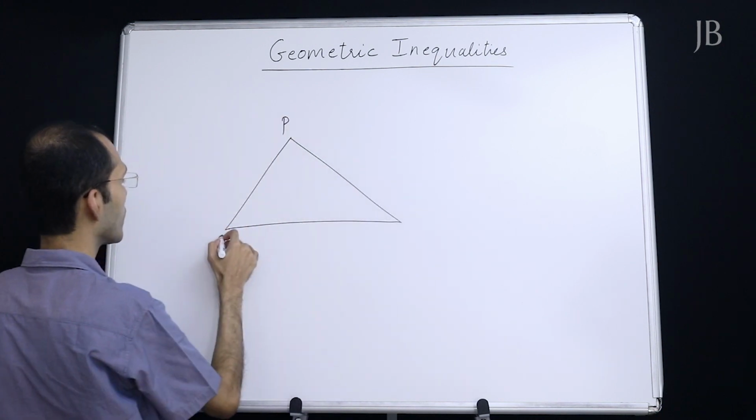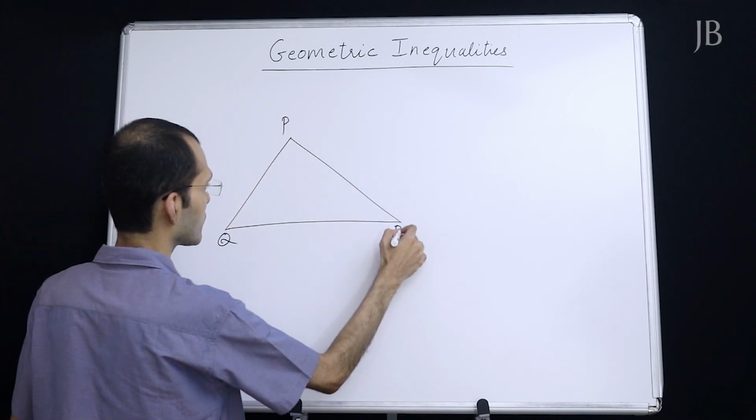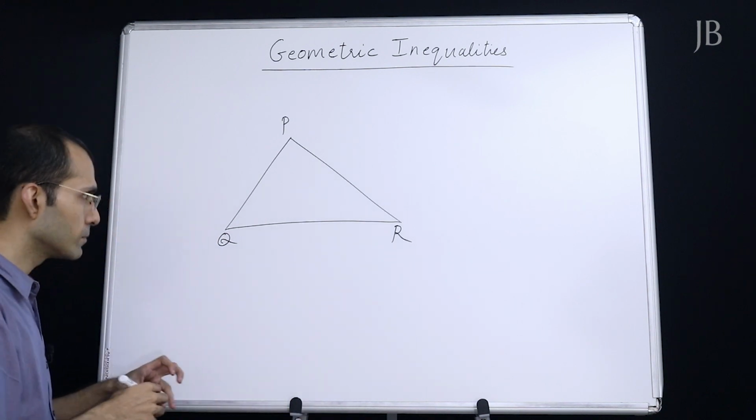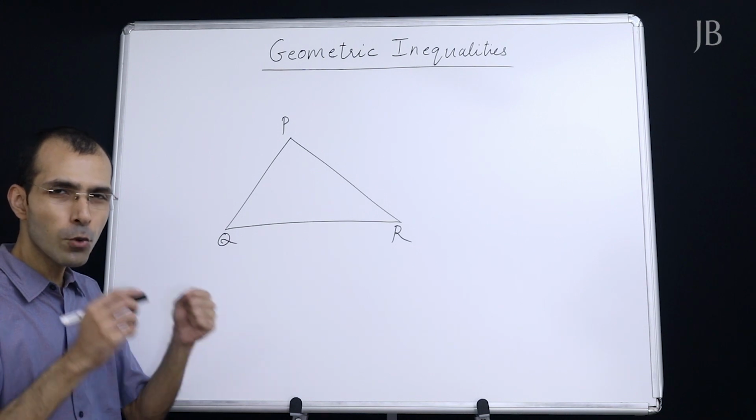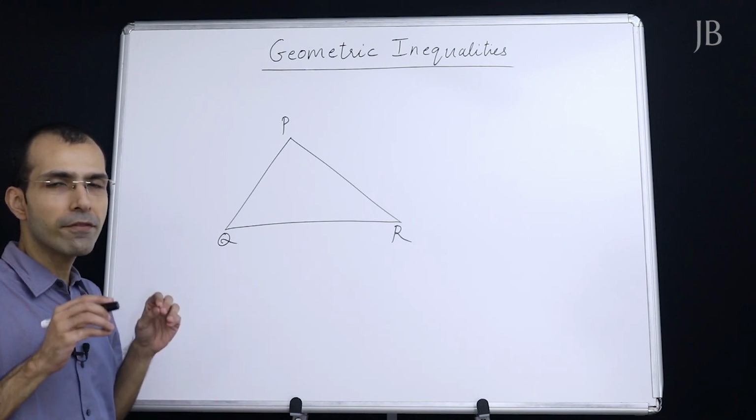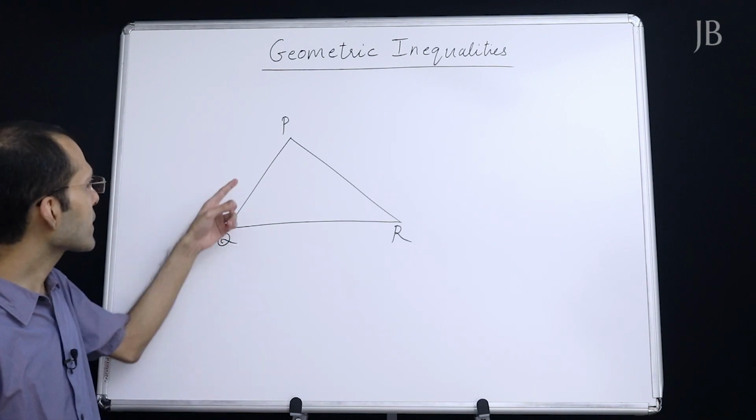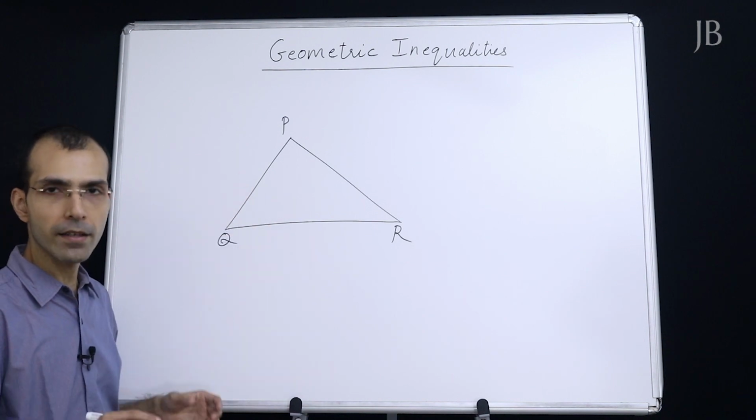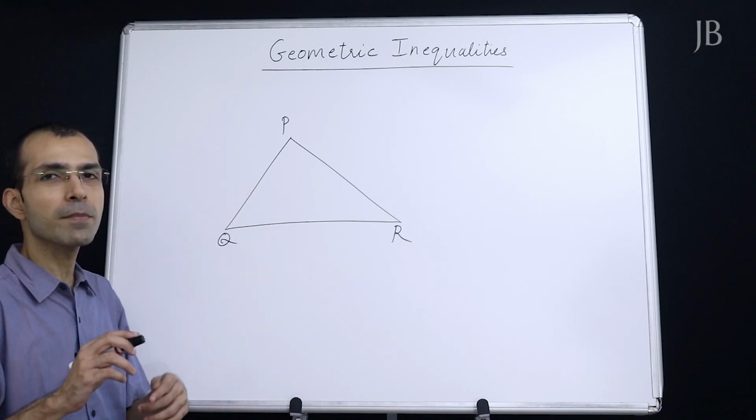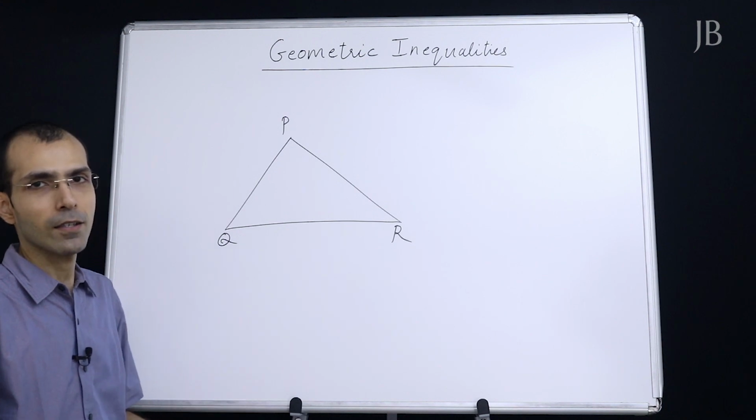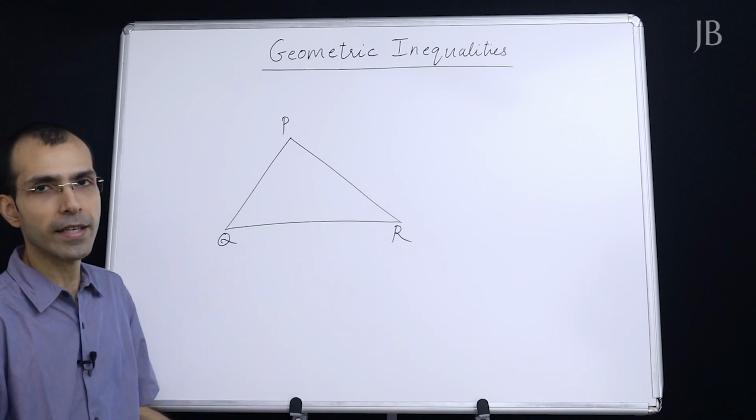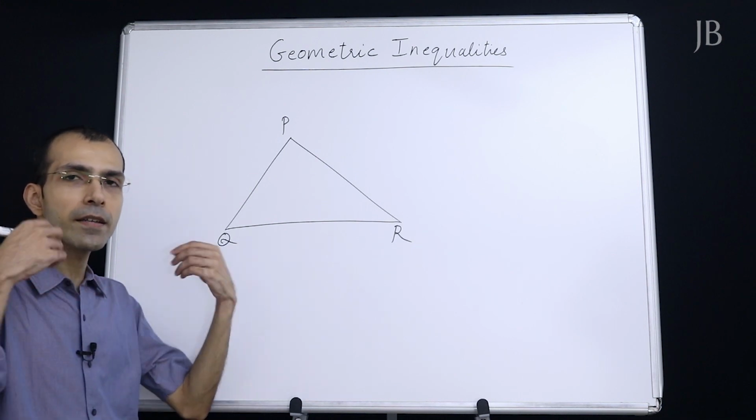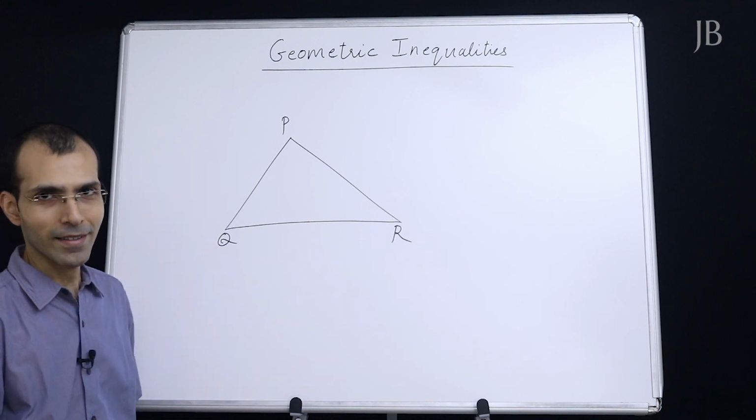This is triangle PQR. For a triangle to exist in the very first place, the sum of two sides of a triangle should always be greater than the third side. To be precise, the sum of any two sides of a triangle should always be greater than the third side.